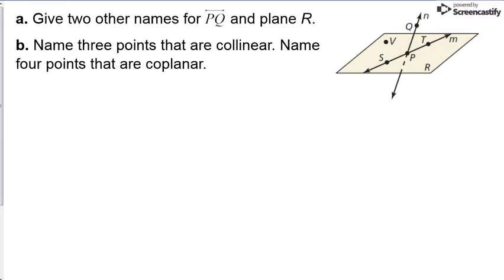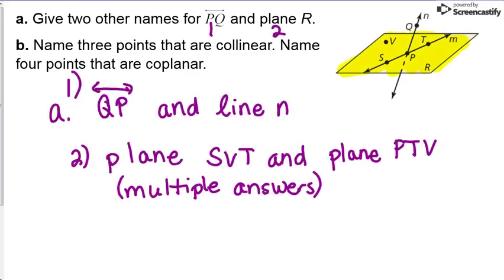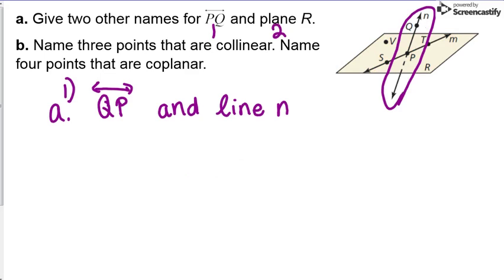All right, so in this example, we're going to give 2 other names for line PQ and plane R. So here we can see line PQ is also represented by line N. N is the lowercase letter, and so that's just another way to describe the line. Or we can name it line QP. So remember, you can name a line forwards or backwards.